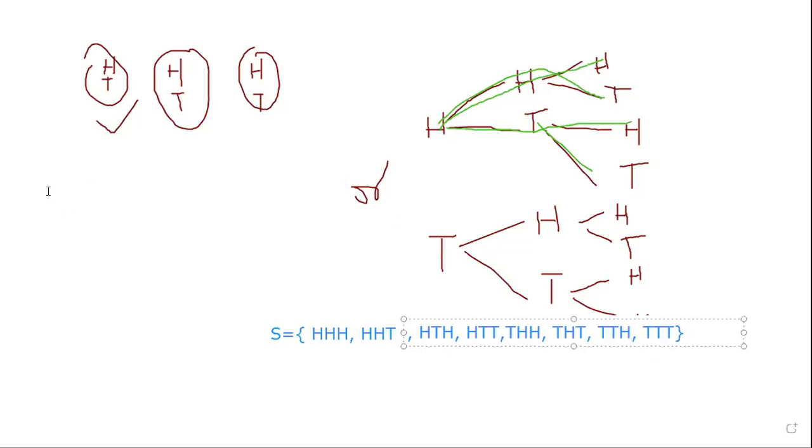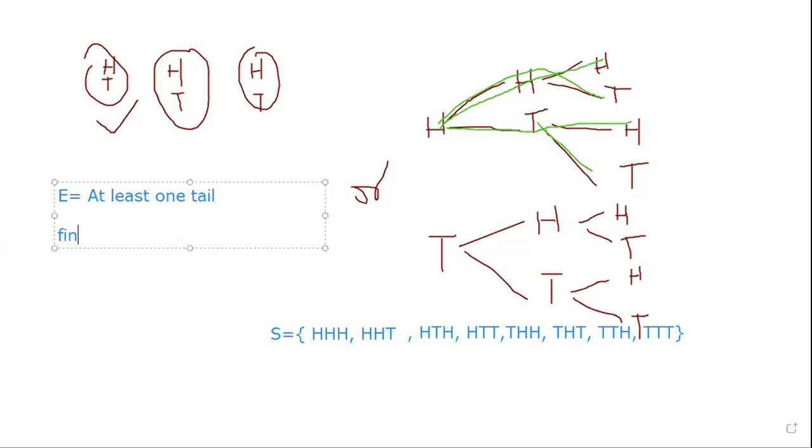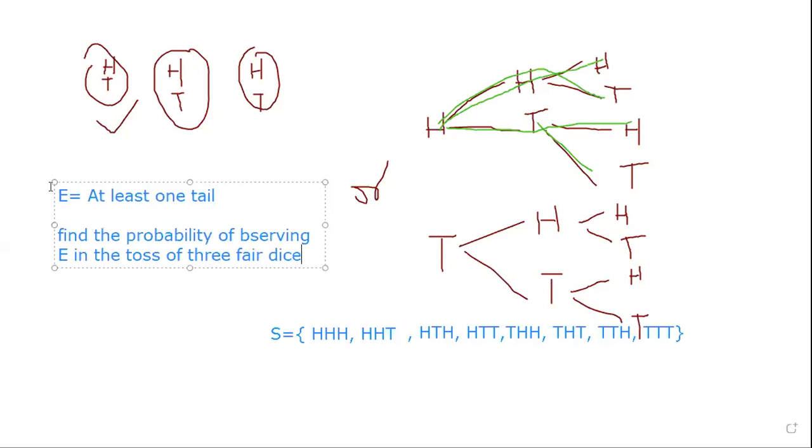Now, let's say I'm interested in the events. Let me define the event. So my event, say event E, is observing at least one tail. Okay, good. And we want to find the probability of observing E, which is at least one tail, in the toss of three fair coins.